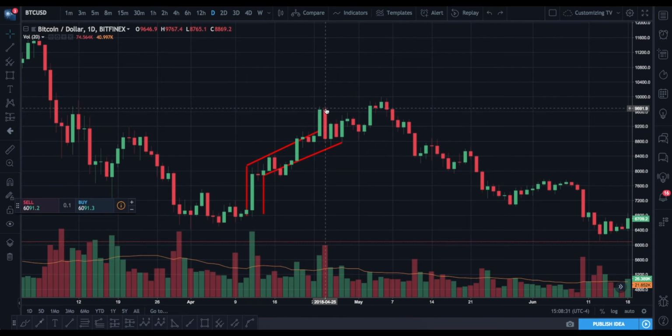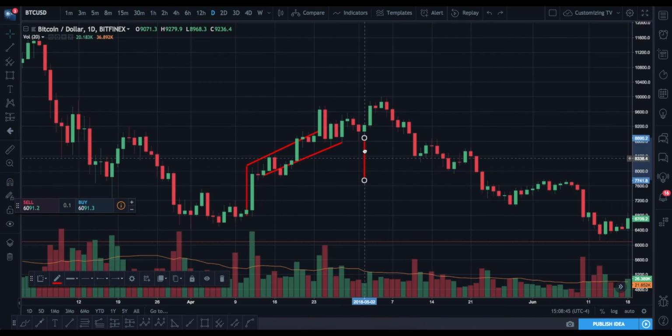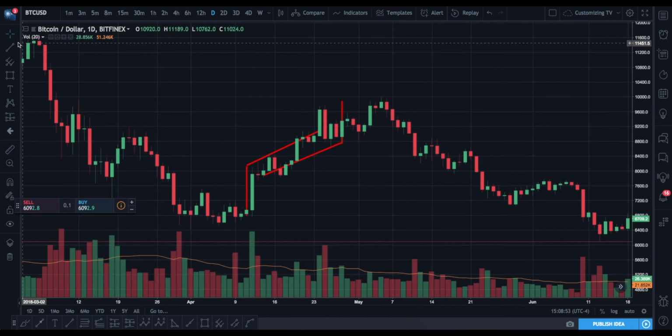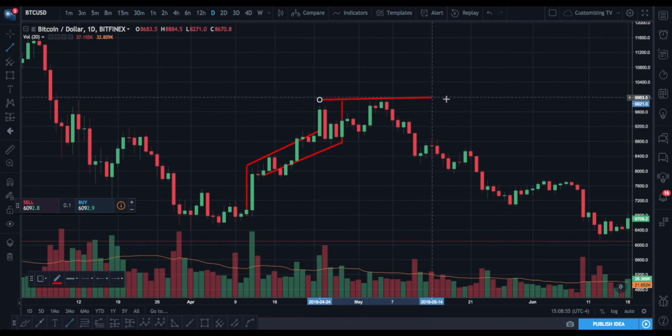So the way you calculate the bull flag target is once it breaks out, you take your pole, the pole of the flag, and you extend it from the bottom of the bull flag itself, and there's your target. And look at that, it played out perfectly. So this would be the target for a bull flag.